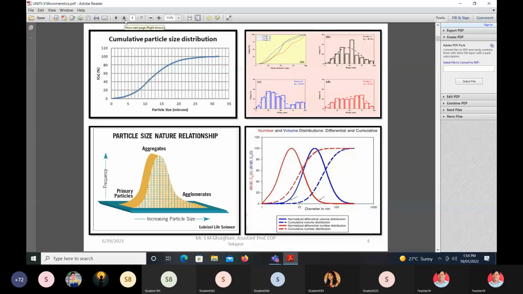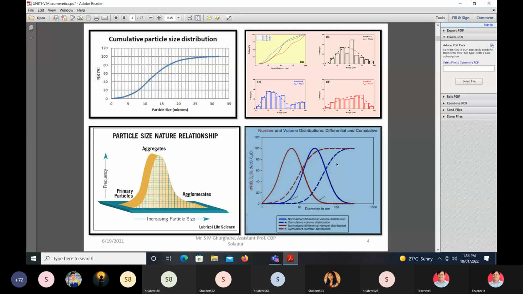If the distribution of the particles is with respect to the number, then that type of distribution is called the number distribution. And if the particle size of the drug molecule is with respect to its weight, then that type of dispersion is called the weight distribution of the particles. Now here you have to see this type of graph, it appears with respect to the number or to its volume of the particles.